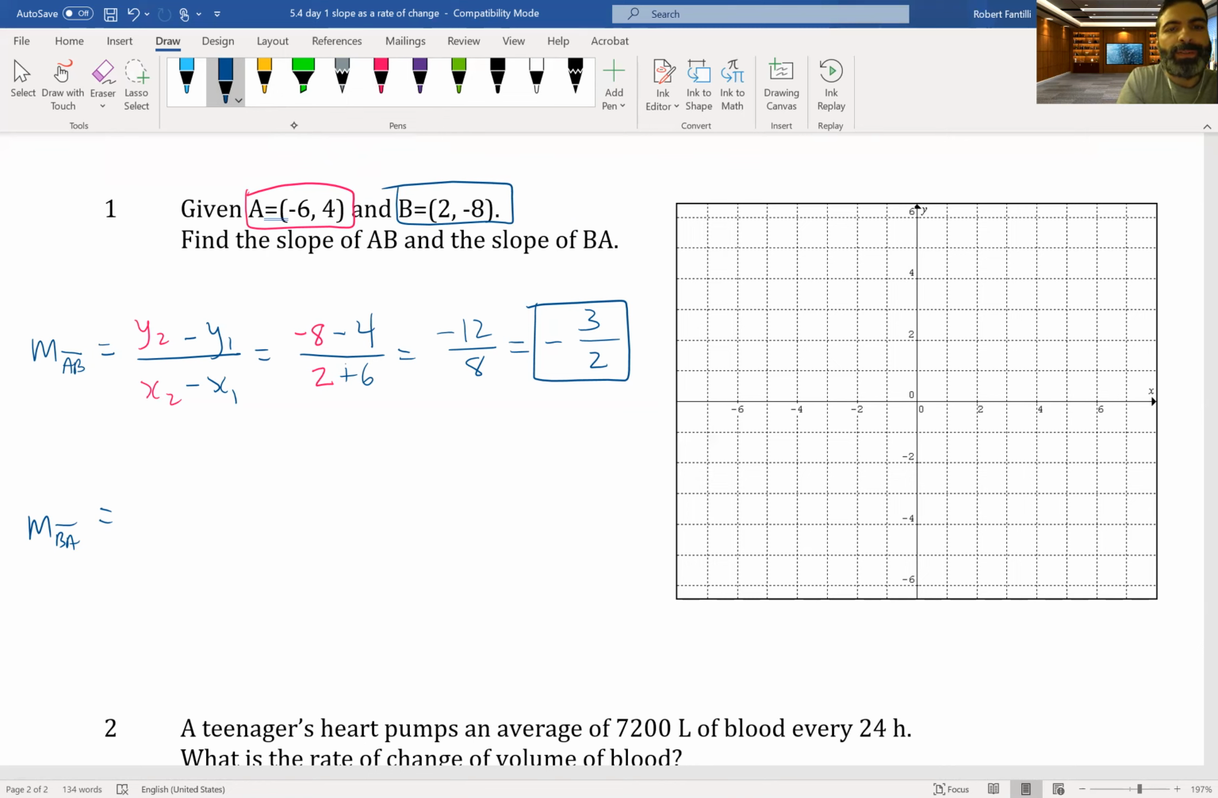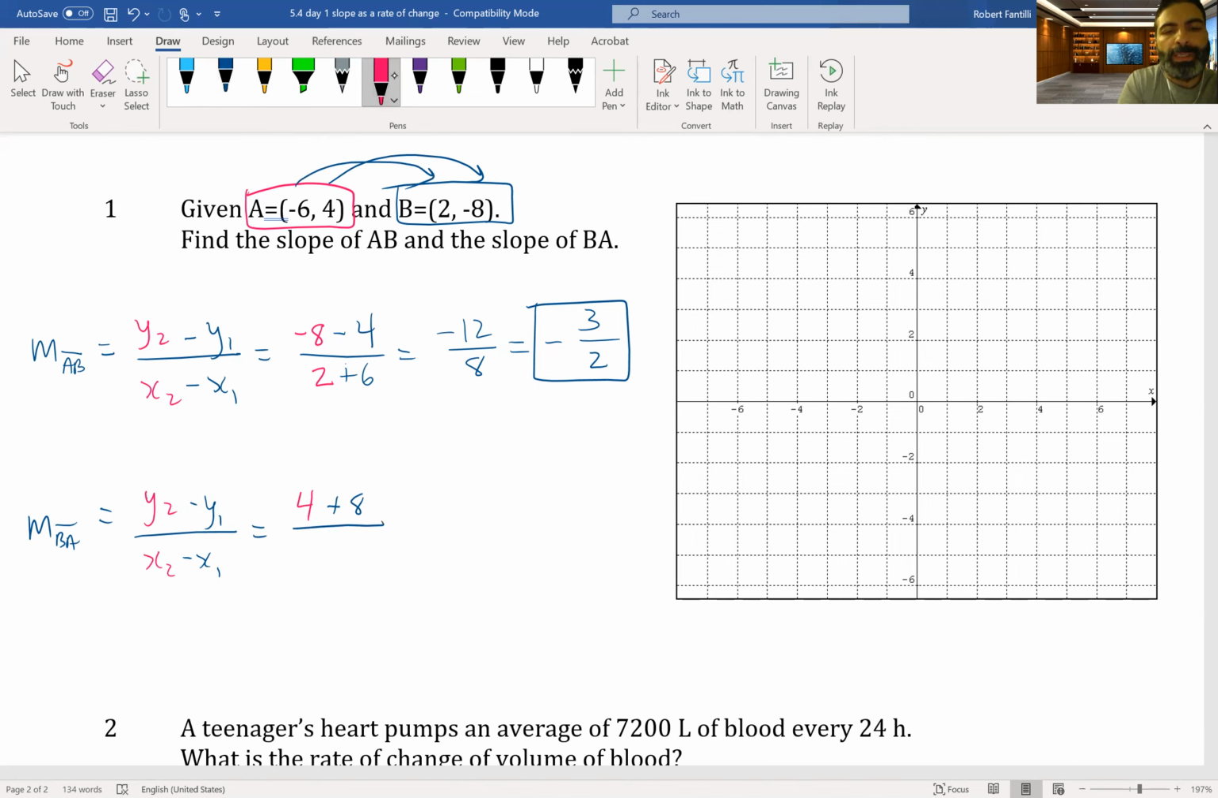So now we're going to have y2 will be 4 this time. Okay, so y2, we'll have x2 here, minus y1. Always start with a formula over x1. And so now we're going to have 4 minus -8, which is plus 8. Y2, we're going this way, right? 4 minus -8 and -6 minus 2.